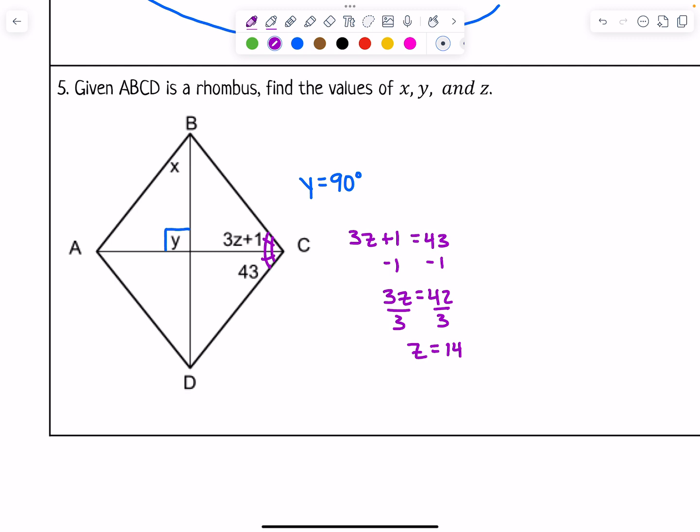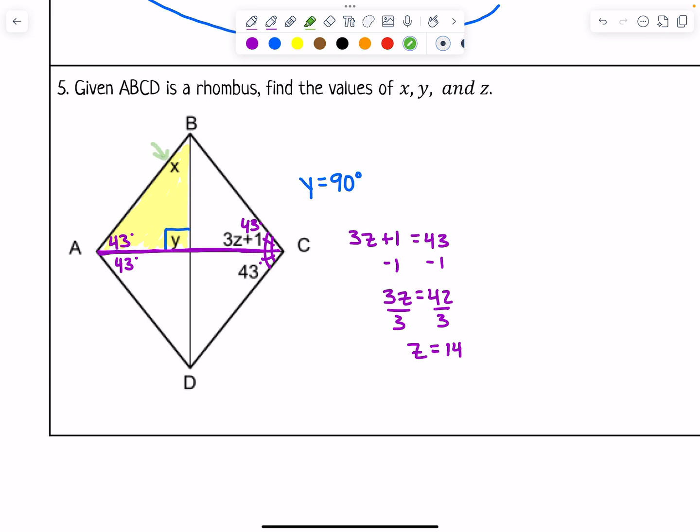Notice in our picture here, this diagonal bisected these opposite angles. So all of these angles connected to that diagonal are 43 degrees. So all of them: 43, 43, 43, 43. That will help me figure out x because x is part of this triangle right here. I already know y is 90, and then I have this other angle, which is 43. So then I can figure out the one that's missing, which is x.